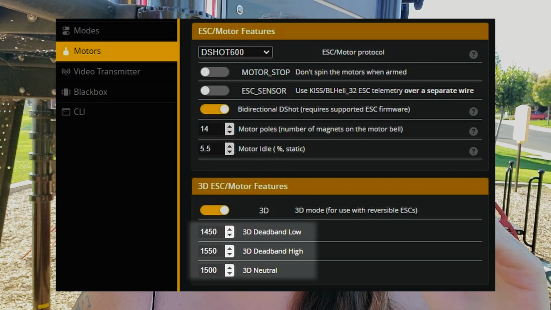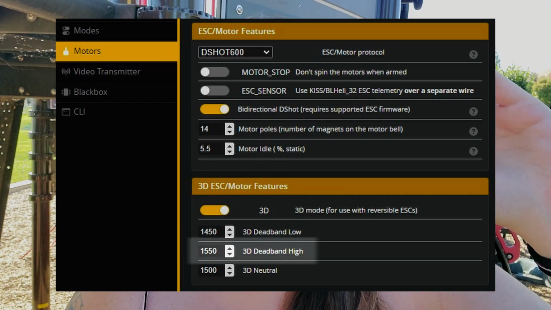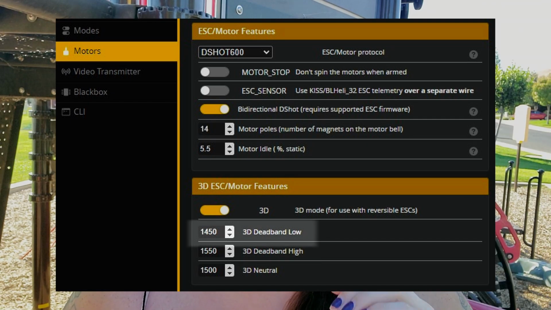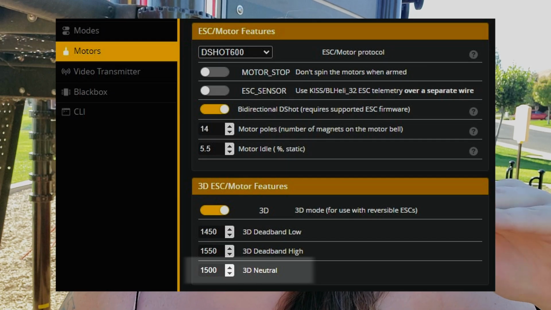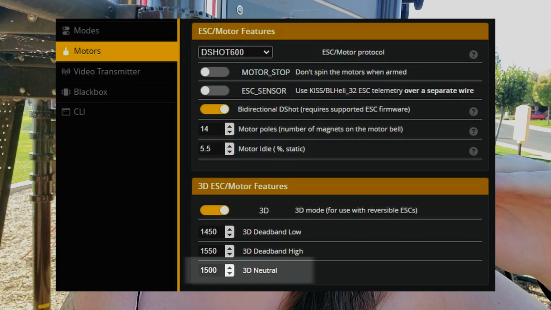So, the default settings, as I said, for 3D neutral, 3D high, and 3D low are completely wrong. The right settings, the ones that you should start with, at 3D neutral are 1500, 3D high at 1550, and 3D low at 1450. Now, what these settings and values mean: at 1500, that 3D neutral, that is where your motors are completely stopped. That is the off point. That way, when you disarm and everything else, your machine knows that is where the motors are not supposed to be spinning. The 3D high point is right where the motor starts spinning into the positive thrust.